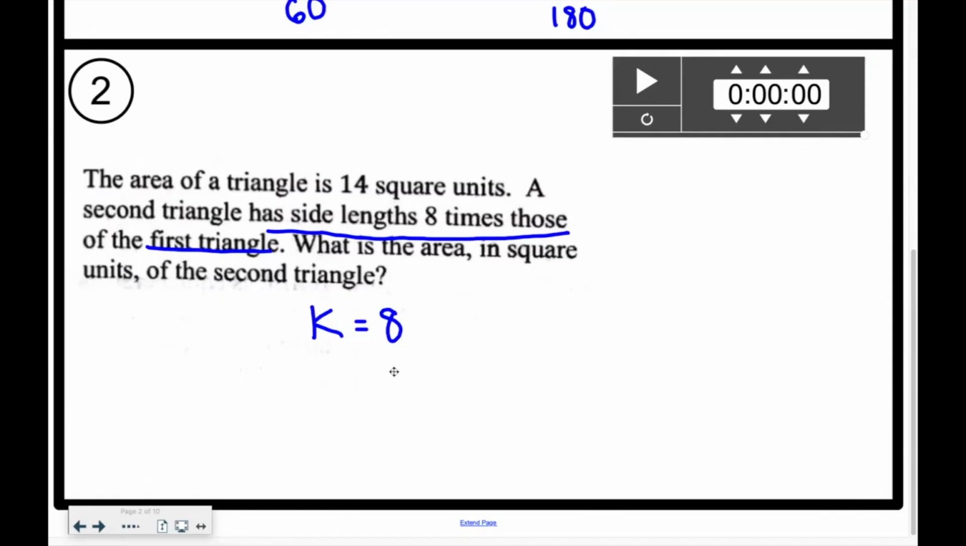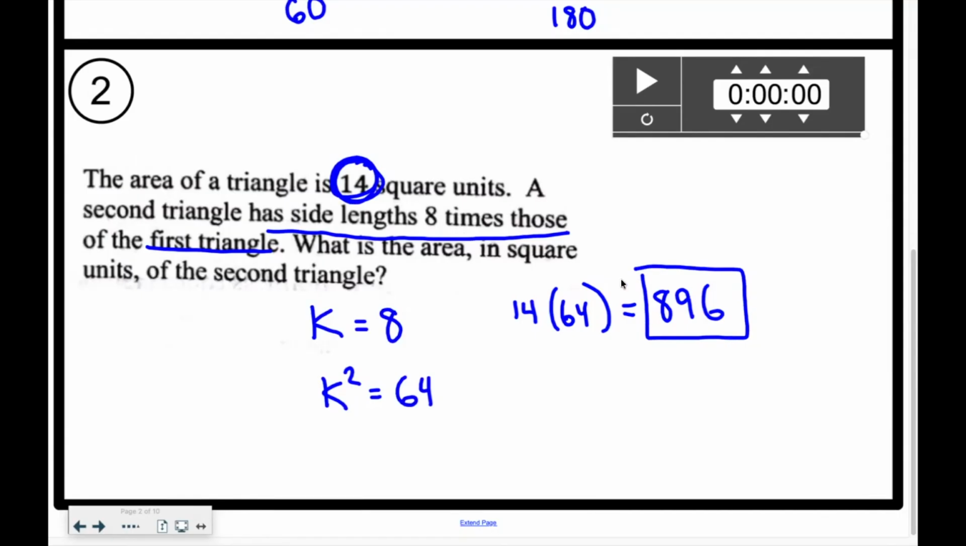And then if I want to know what's happened to the area, that is always whatever k squared is. So if each side gets multiplied by 8, the area will get multiplied by 64. That's the whole concept here. So the area of the second triangle, if it started at 14, we're just going to multiply that by 64. So that is 896.